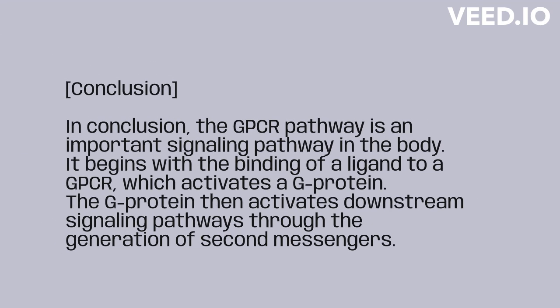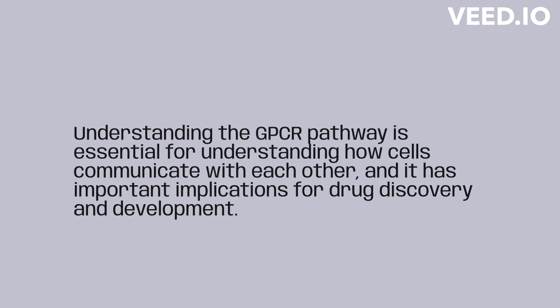Conclusion. In conclusion, the GPCR pathway is an important signaling pathway in the body. It begins with the binding of a ligand to a GPCR, which activates a G-protein. The G-protein then activates downstream signaling pathways through the generation of second messengers. Understanding the GPCR pathway is essential for understanding how cells communicate with each other, and it has important implications for drug discovery and development.